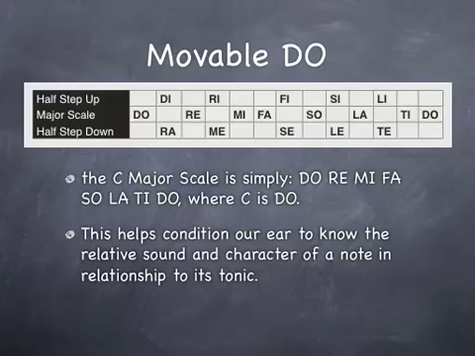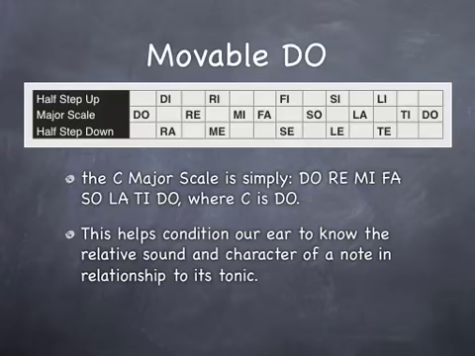So if we look at the center of the chart, we can see that the major scale is simply do, re, mi, fa, sol, la, ti, and do. Now it doesn't matter which note the tonic is. That could be C major, that could be F major, that could be B flat major. Again, it helps condition our ear to know the relative sound and character of each note in relationship to a tonic, no matter where you are on the scale at all times. The notes on the top and the bottom of the chart cover the other notes of the chromatic scale, or altered intervals. For now, we're just going to focus on the center line, the solfege for the major scale.